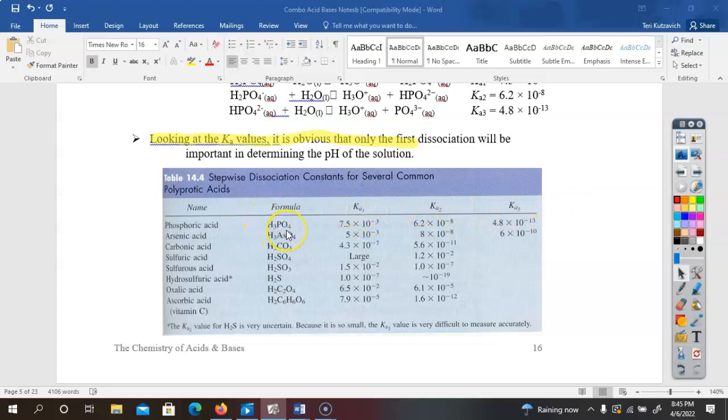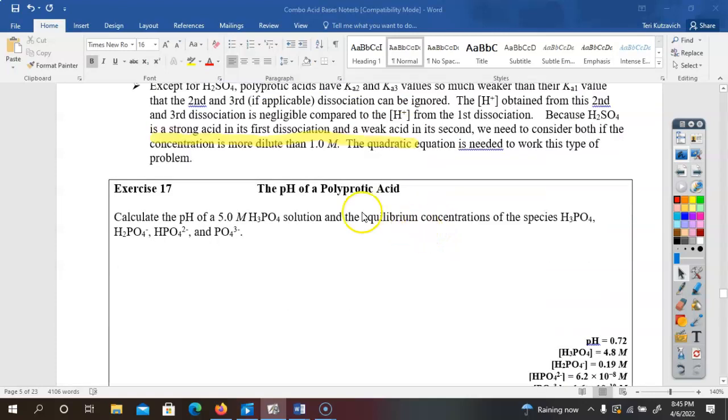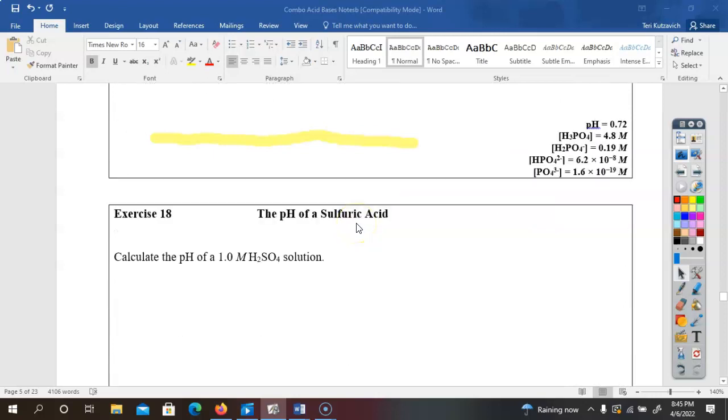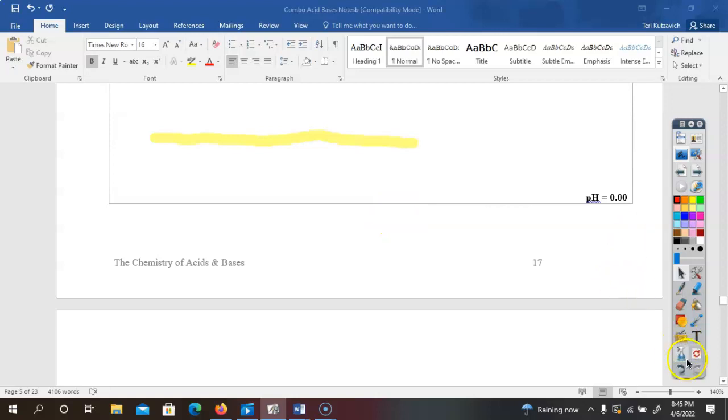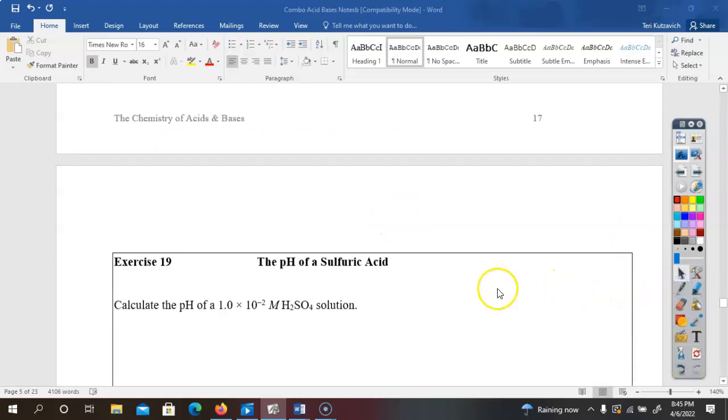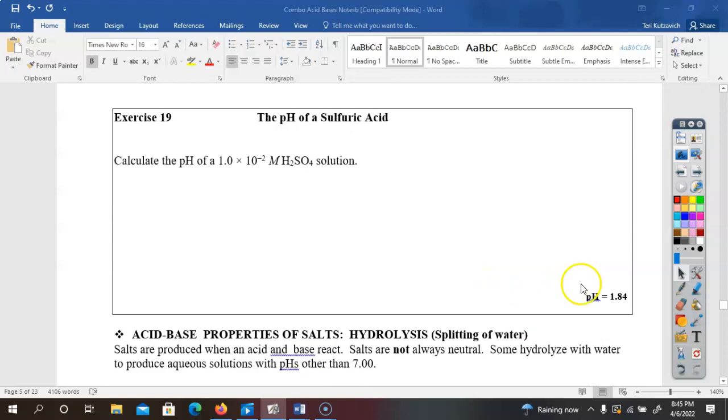So phosphoric acid has 3 protons. Remove the first one, that's your Ka1. Remove the second one, that's your Ka2. And remove the third one, that's your Ka3. All right, for this next part, I'm not going to concentrate on exercises 17 and 18 because you need the quadratic for them, and I was told you do not have to do the quadratic for the AP test. So let's do 19. You do it, and then I'll show you my answer.